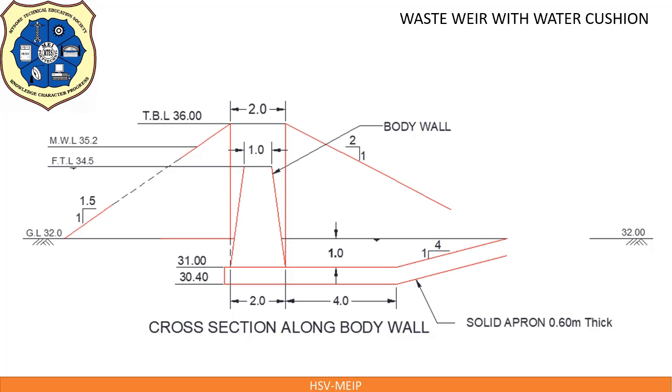Now it is time to complete water cushion portion by drawing 1 in 4, that is 4 horizontal to 1 vertical in upstream upward direction. Touching the upper line of concrete apron at bed level. Up to this point.